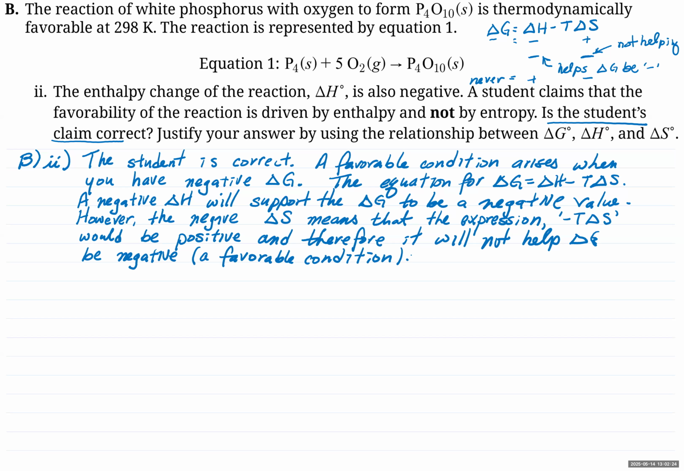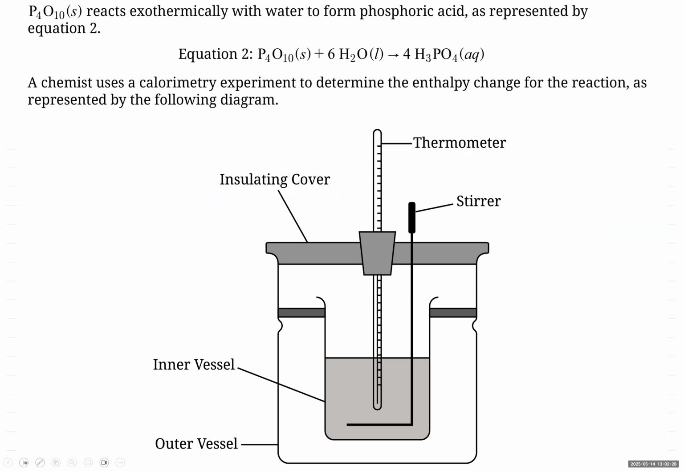Okay, so that should take care of our B2. Let's move on with our answers. So what does this one say? P4O10 reacts exothermically with water to form phosphoric acid as represented by equation 2. A chemist uses a calorimetry experiment to determine the enthalpy change for the reaction as represented by the following diagram. So we have a calorimeter, and let's see what the question is asking us to do.